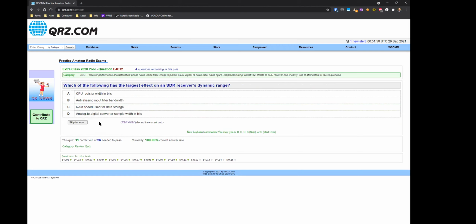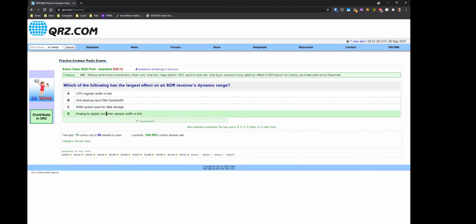Which of the following has the largest effect on an SDR receiver's dynamic range? D. Yeah, that's going to be D. The more bits that the analog to digital converter has, the better dynamic range you're going to get.